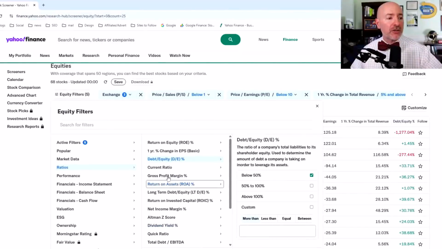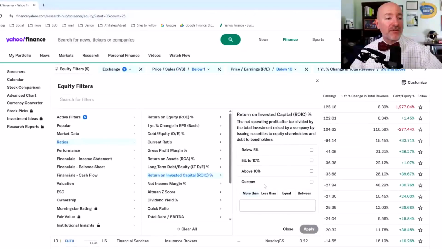Then we're going to go to the ROIC, the return on invested capital. Again, that's a little bit more difficult to calculate. I talked about that with Brian Feroldi in that video. The ROIC is the NOPAT, the net operating profit after taxes, divided by the shareholders' equity. A little bit harder to calculate, but you've got it here in Yahoo Finance. I'm going to say above 10%. That's a pretty solid ROIC, especially for value stocks.